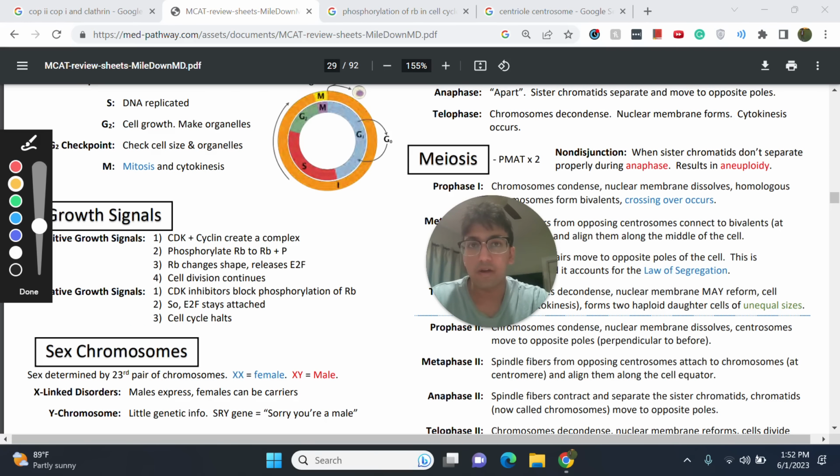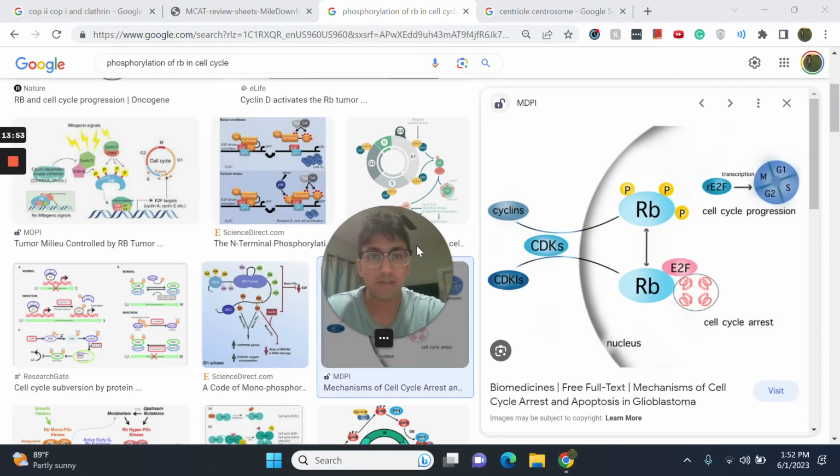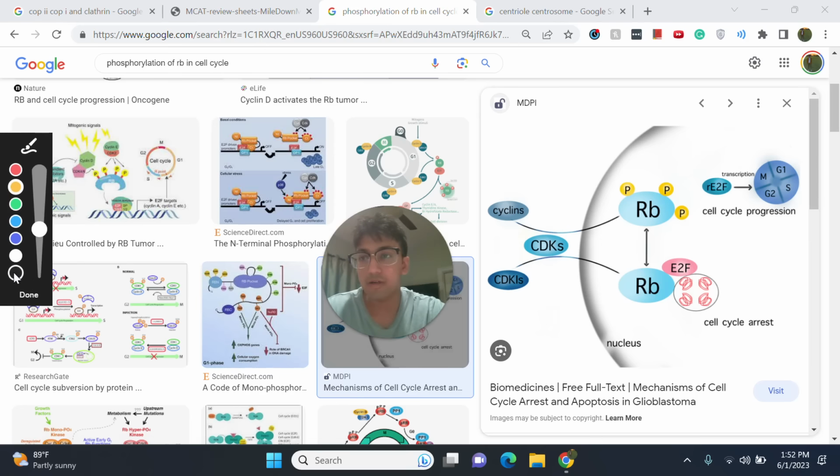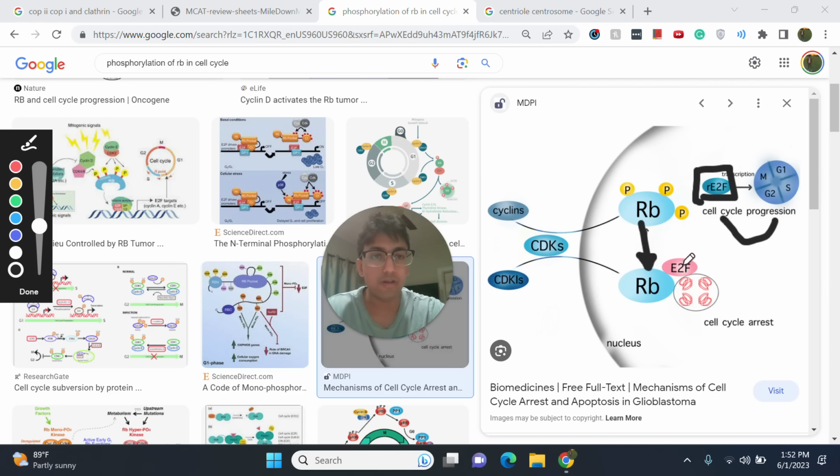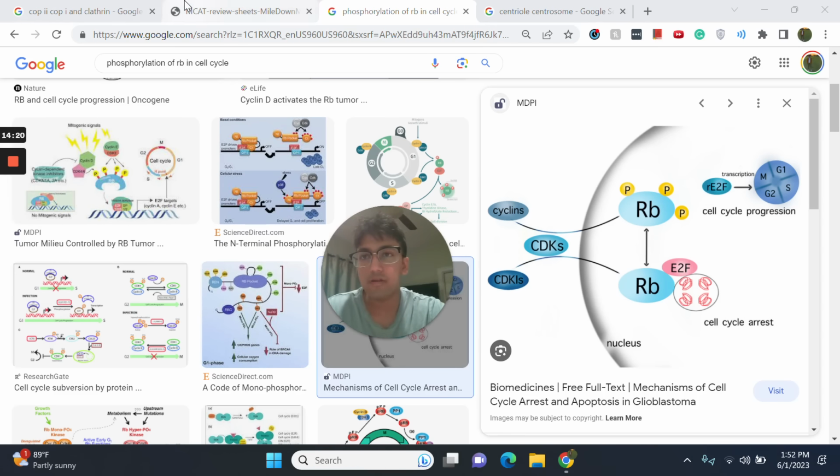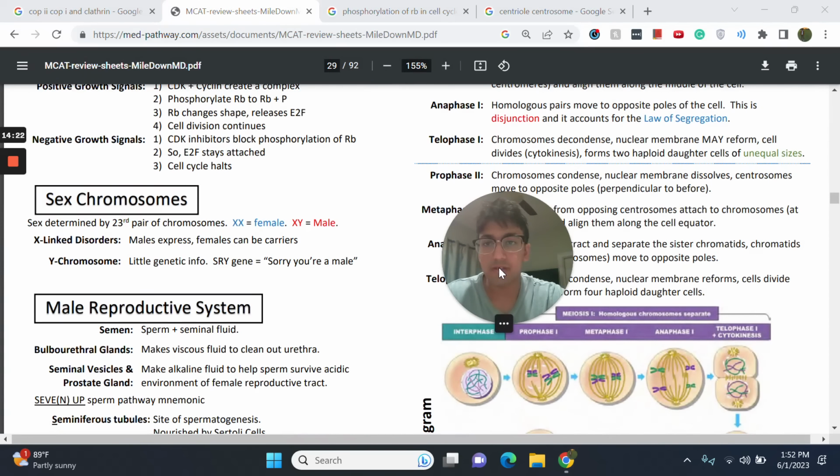That means there's not that positive growth signal to cause the cell cycle to continue, right? If you look over here, you can see that CDK and cyclin can form a complex that causes this RB to be phosphorylated. You have this E2F that's released, and that E2F causes the cell cycle to progress, right? And if this doesn't happen, then we go this way, which means this E2F is bound and there's cell cycle arrest. Okay?